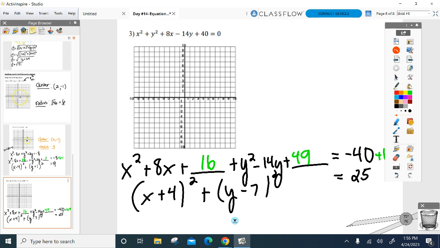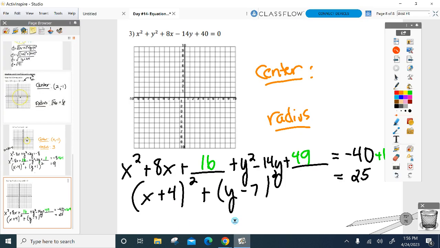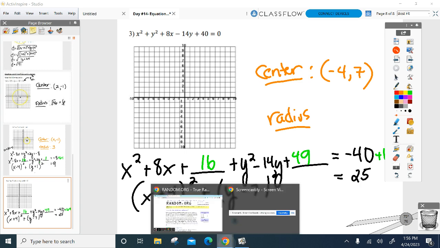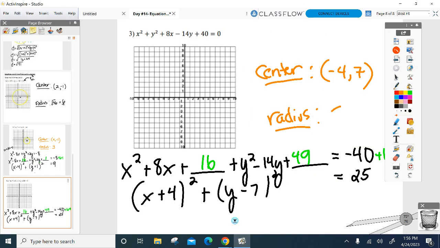Good work here. All we have to do is pull the center and radius out. All right, center. What do you got? Negative 4, 7. Yes. And how about the radius length for this one? 5. Ding, ding.